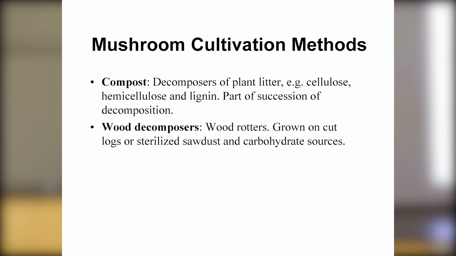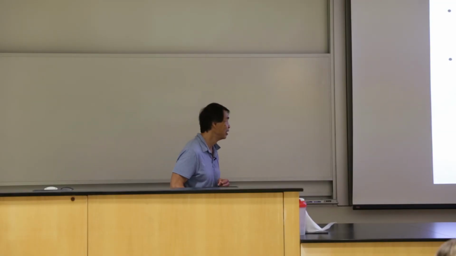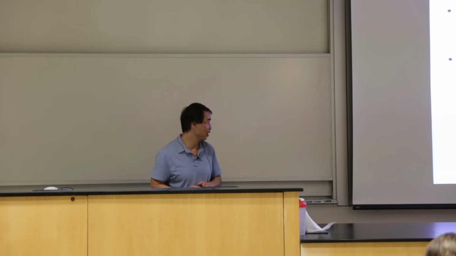So that's why I wanted to make sure you understood about absorption in fungi. The other type is the wood decomposers, where they are wood rotters. And you grow them on cut logs, or more recently, on sterilized sawdust that has an added carbohydrate source. Let's go over these kind of quickly. It's kind of a difficult process to really understand.